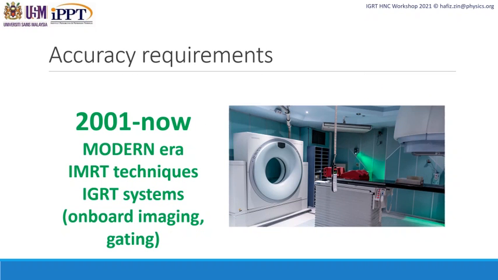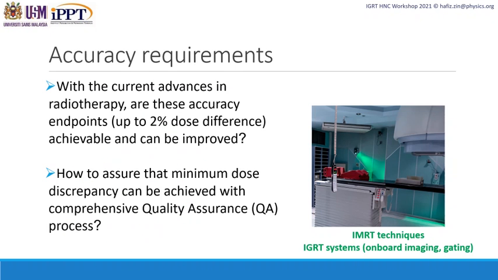Moving to the current technology in the modern era of radiotherapy, where we have IMRT techniques and IGRT systems available in the clinics, the question now is whether, with the current advances in radiotherapy, these accuracy endpoints of up to 2% difference are achievable and can be improved, and how we can ensure that the minimum dose discrepancy can be achieved with a comprehensive quality assurance process.